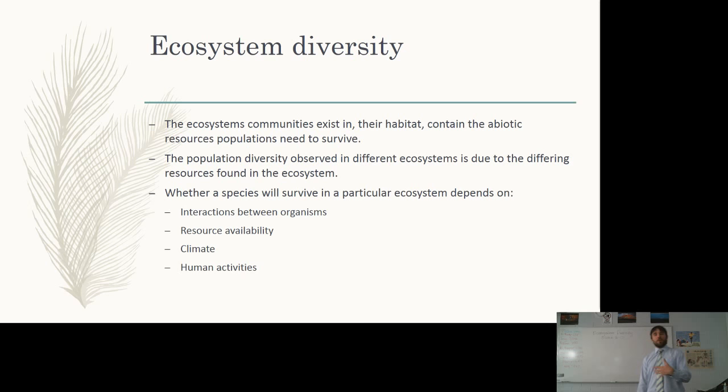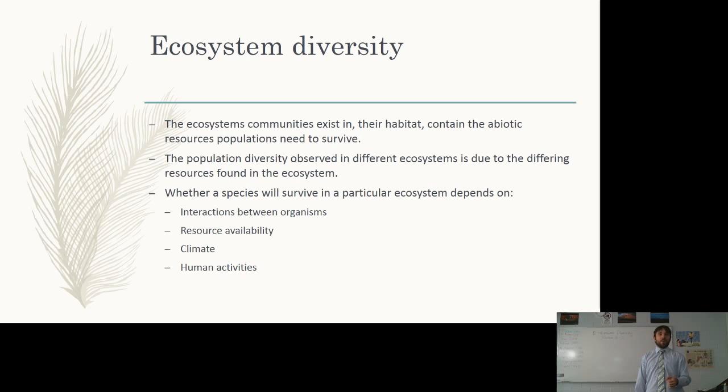So the reason that you don't find particular species in different ecosystems is because the resources aren't present. You won't find an otter that needs a specific clam in an area where that clam isn't found. You won't find a tree that needs to be pollinated by a specific population of bees in any area where the bees aren't found. So the different resources that are available determine which species are going to be in an ecosystem. So the population diversity of an ecosystem is determined by the resources available.